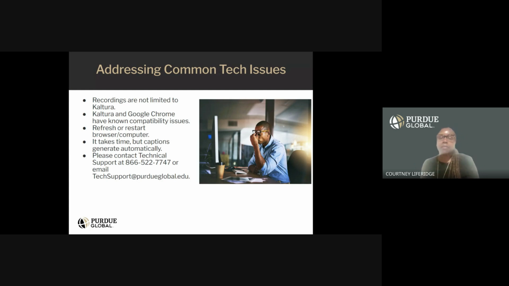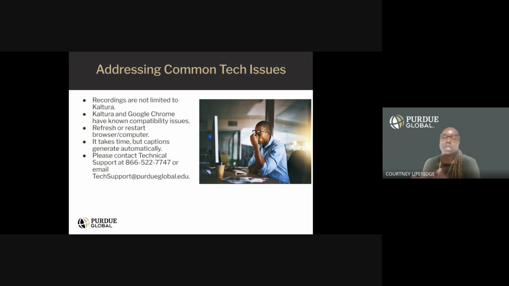Another thing to be mindful of, and I think you all are made aware during your orientation, is that Chromebooks are not typically compatible with Kaltura. So Google Chrome and Kaltura have some known compatibility issues. So you may encounter some challenges when you are doing your recordings through Kaltura. So you might want to use a different browser like Firefox or Edge to eliminate some of those challenges between Kaltura and Google Chrome.